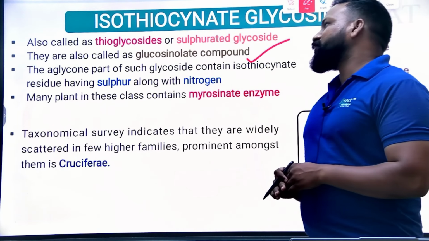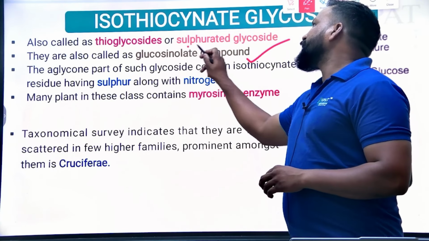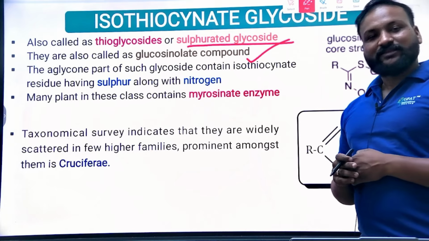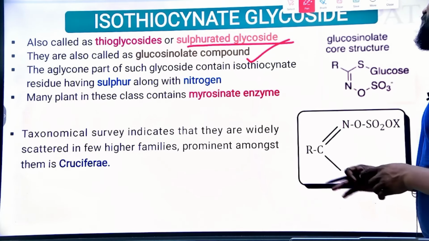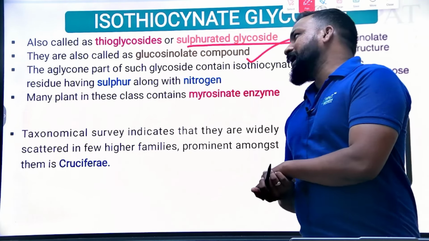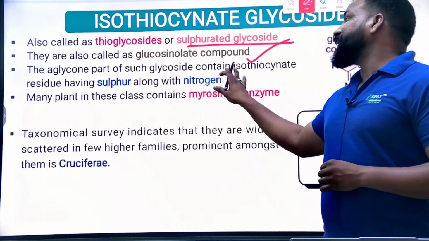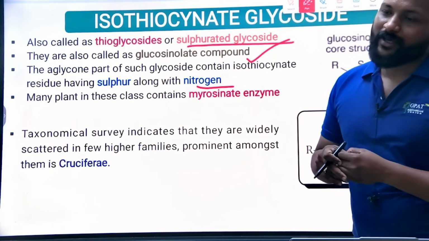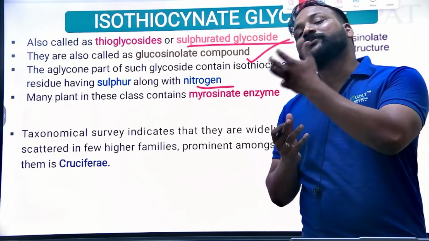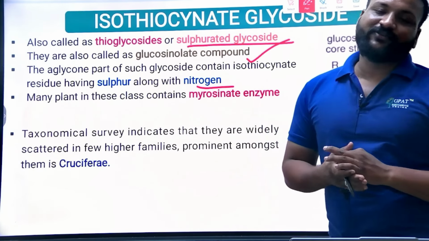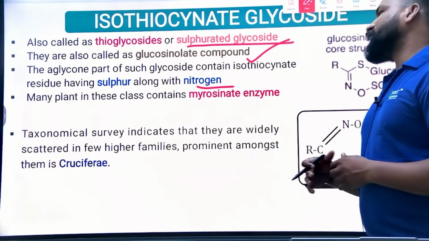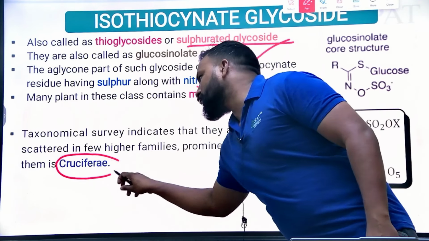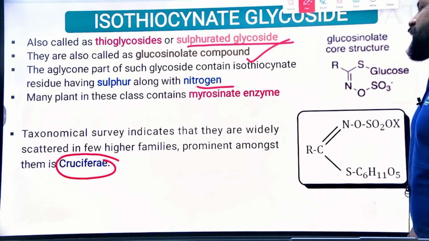Clear? So they are also known as thioglycosides or sulfurated compounds. Yes, thio means it's a sulfur. So how can you say it doesn't contain sulfur? That's the reason that statement is wrong. And they're known as glucosinolate compounds. The glycone part contains isothiocyanates having sulfur along with nitrogen. They do contain both. As the name itself says, thio means sulfur. How can you say it doesn't have any sulfur? Yes, they belong to the family Cruciferae. Most of the isothiocyanate glycosides are a characteristic feature of the Cruciferae family.